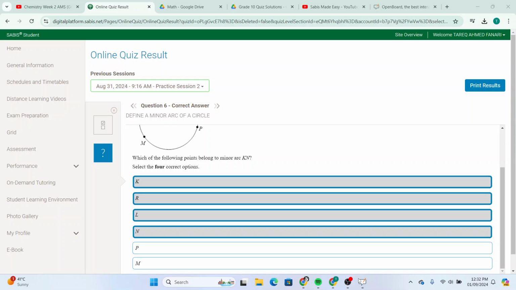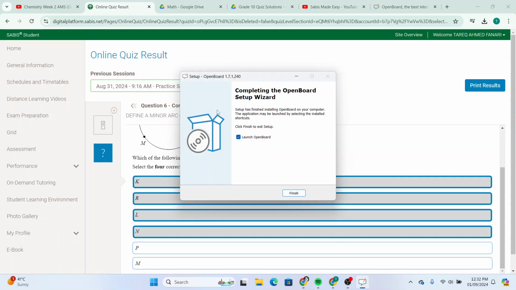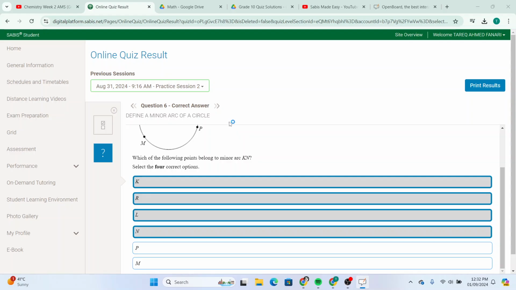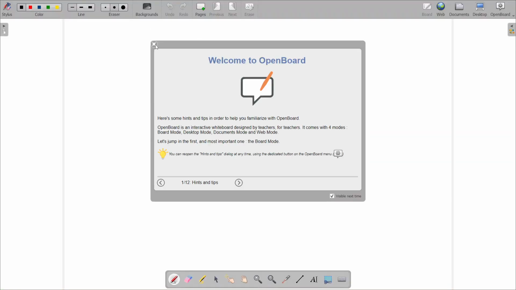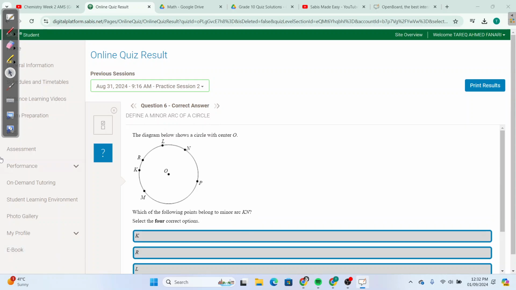Now I'll open Open Board. Launch Open Board. Yep. Now I'll go to the desktop. Okay, so this is the arc they're talking about, KN. So it's this area. So you just use the points K, R, L, and N. I'll just move on to the next question after I erase this.